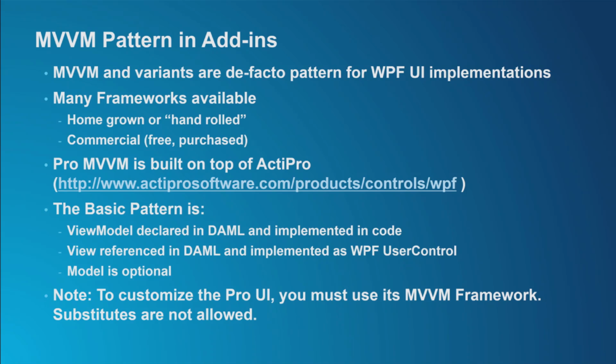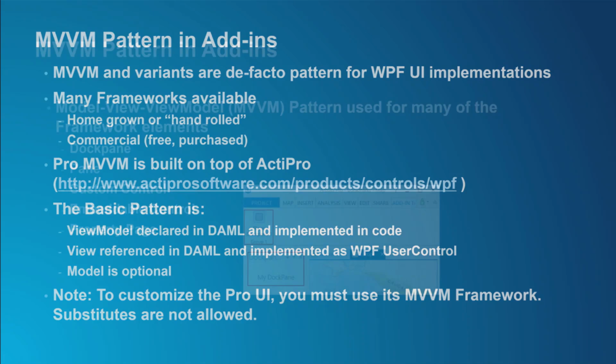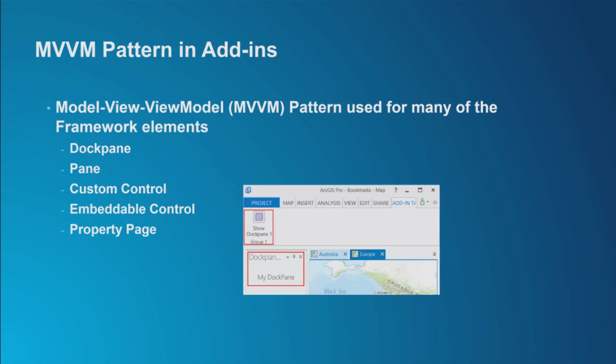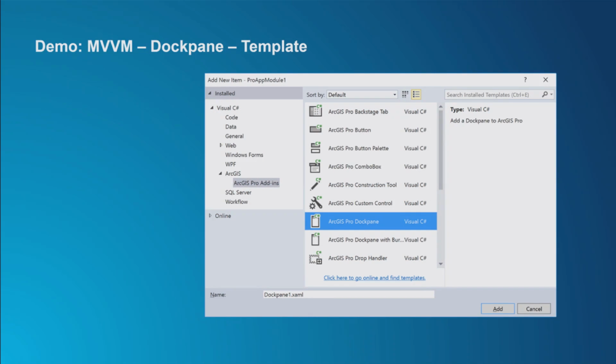So when you see a WPF user control, if you're not familiar with it, some people refer to it as XAML, because the file extension that's used for WPF user controls is XAML. And the model itself is optional. So to customize the Pro UI, you must use the MVVM framework. Substitutes are really not allowed here. I'll show in a second how that works. So here's the MVVM pattern in add-ins. It's used for many framework elements. Here's just some of them: dock pane, pane, custom controls, embeddable controls, and property pages. And here we go. I'll show you how to create one real quick.